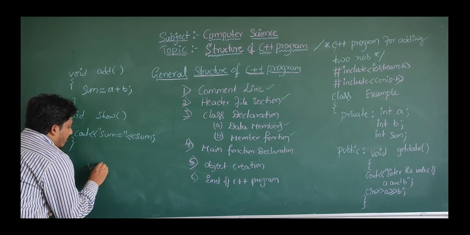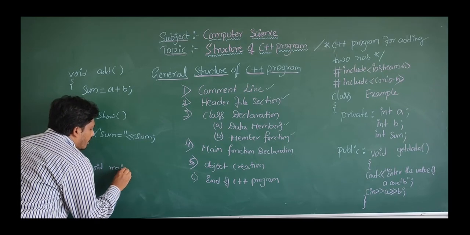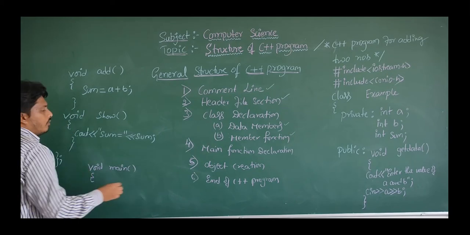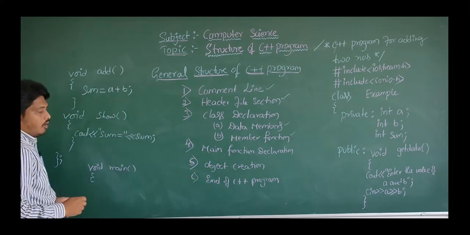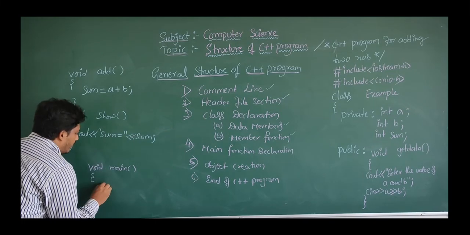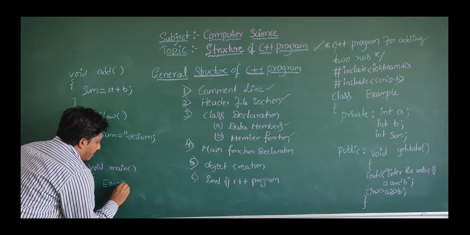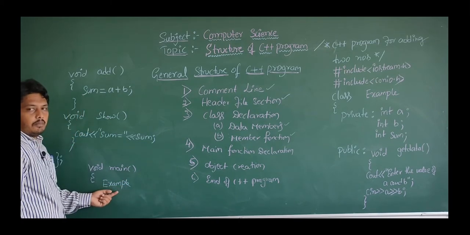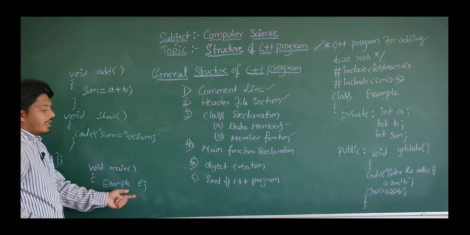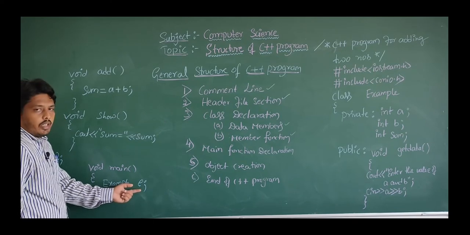Again you write the return type void, space main. Within this I am going to create an object. So how to create an object: first you have to take the class name. My class name is Example. First you have to write the class name, space, and I am giving the object name as E. I have written the object name as E. It is user choice, you can give any name.